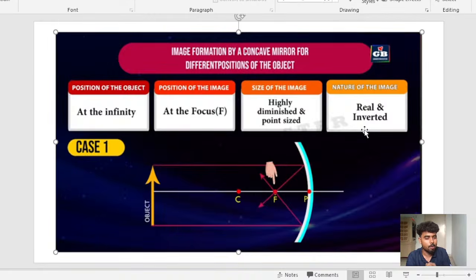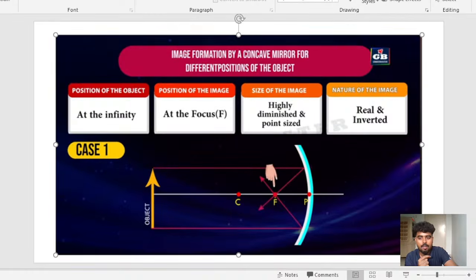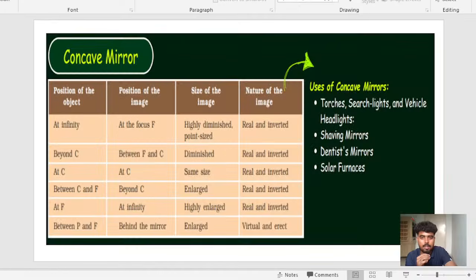Take your notebook, start making a note of these points. Nature of the image of a concave mirror means real and inverted. Nature of the image formed by a convex mirror means virtual and erect. Now I think you can understand the case studies. We'll directly go to the next points.